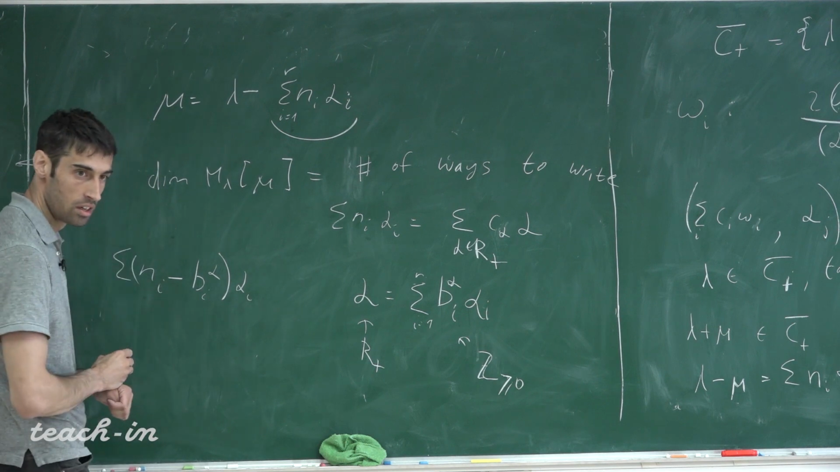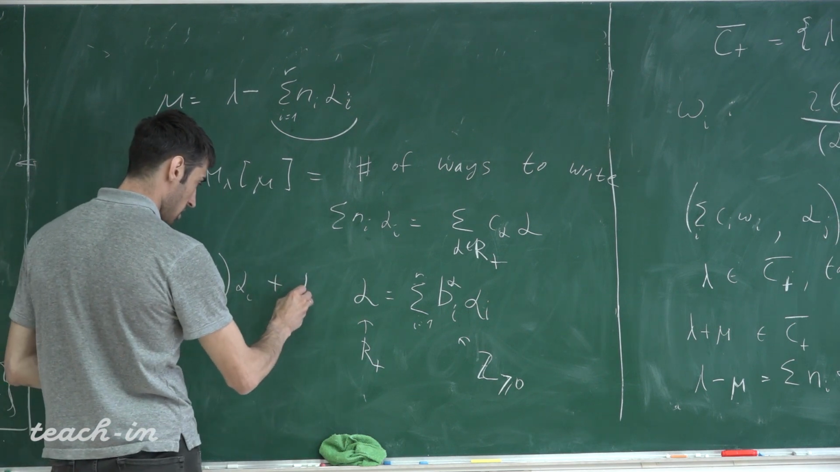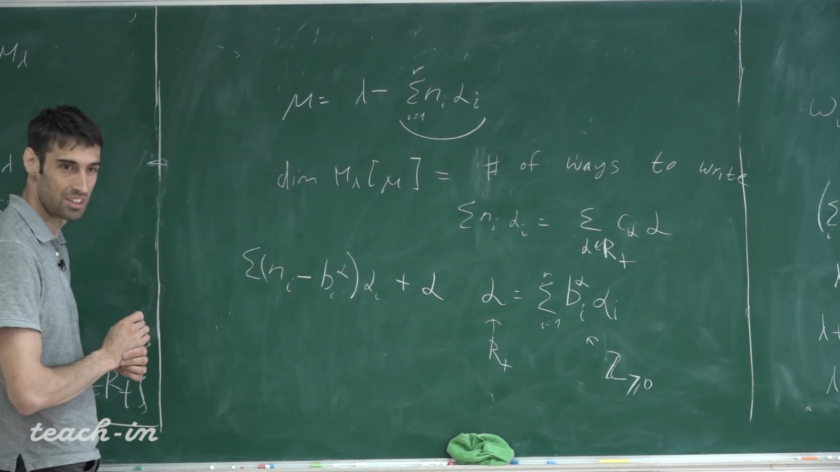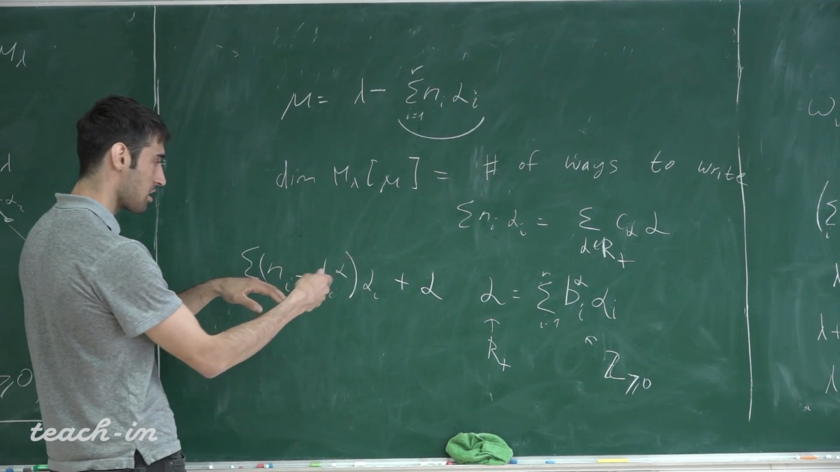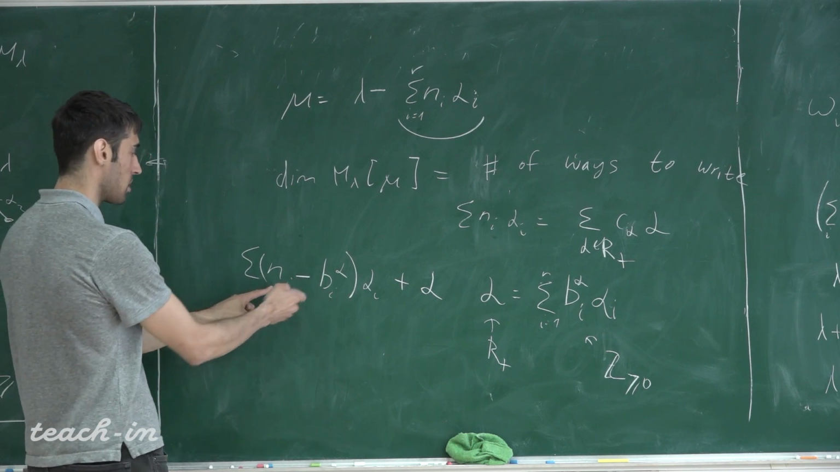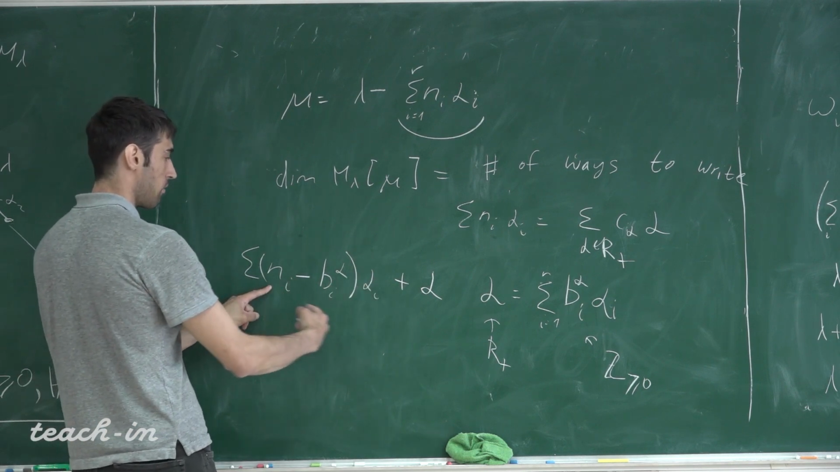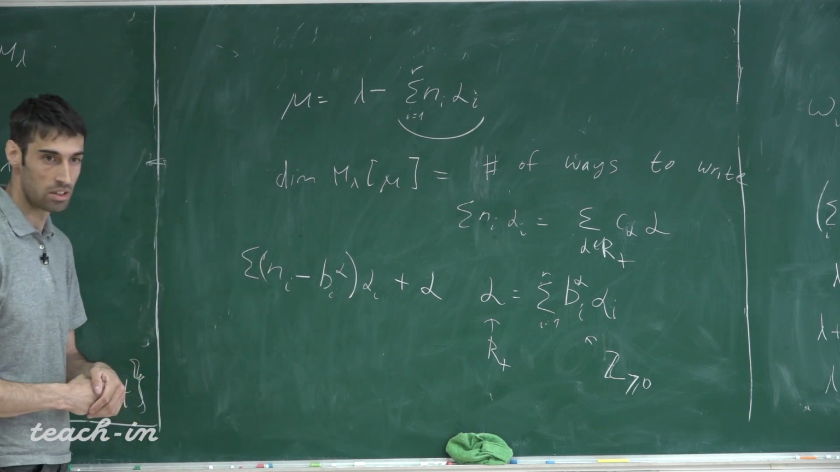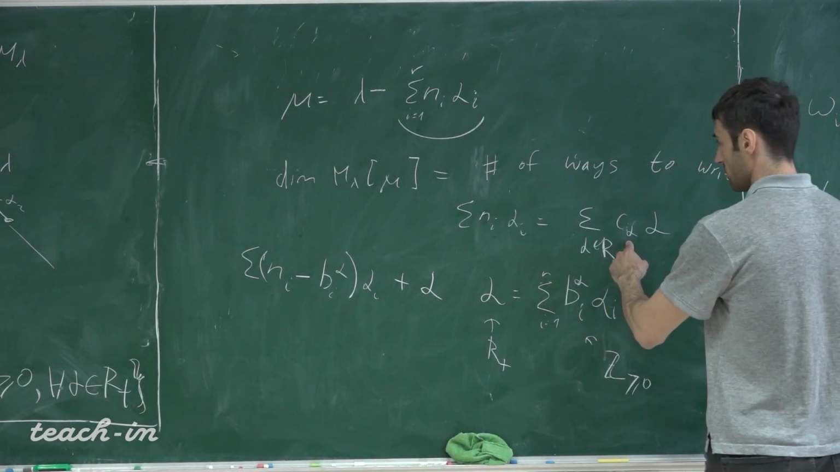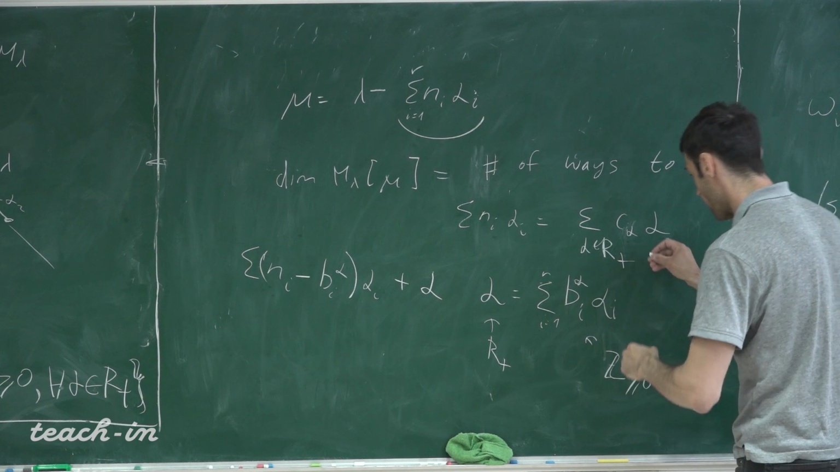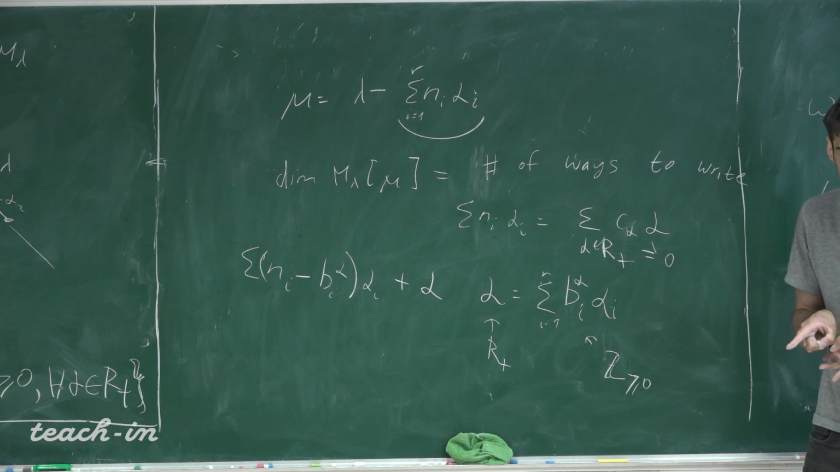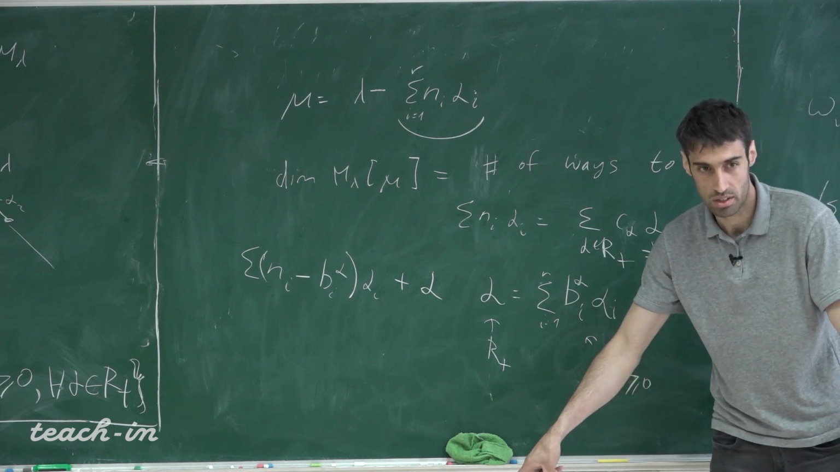Alpha i plus alpha. So that's another way to write this as a sum of positive roots, right? And I can start doing that, but I can do that only if this thing is positive. So it's the number of ways to write this where C alpha is positive, right?